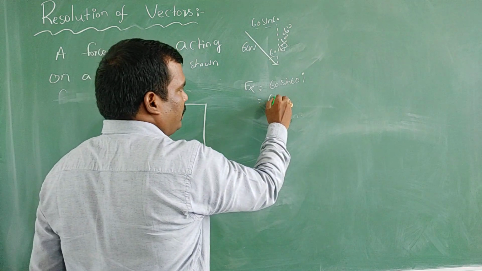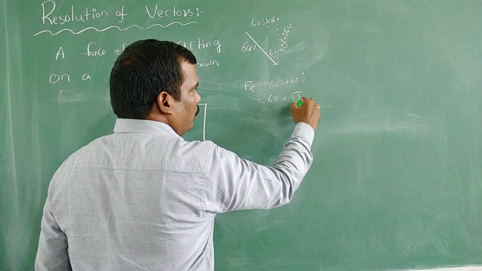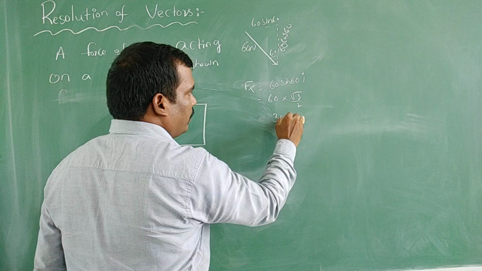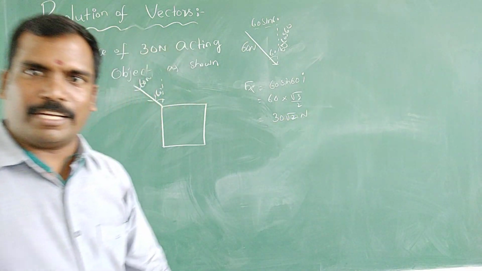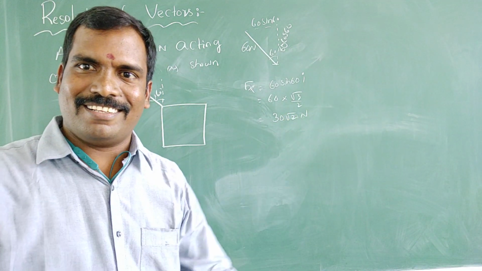This is 60 sin 60, sin 60 is root 3 by 2. That gives 30 root 3 Newton. 30 root 3 Newton.